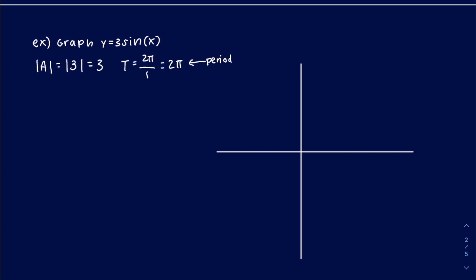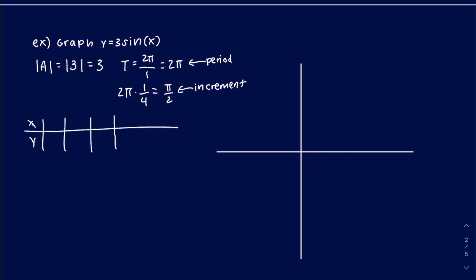However, we need to find the increment of our graph, how we're going to divide up our period. So in order to do that, we gotta find 2 pi times 1 over 4, which is pi over 2. So pi over 2 is our increment. Now let's actually make this into an xy table so we can visualize or see our points better.